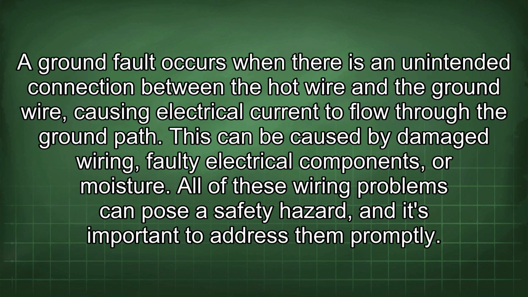A ground fault occurs when there is an unintended connection between the hot wire and the ground wire, causing electrical current to flow through the ground path. This can be caused by damaged wiring, faulty electrical components, or moisture.